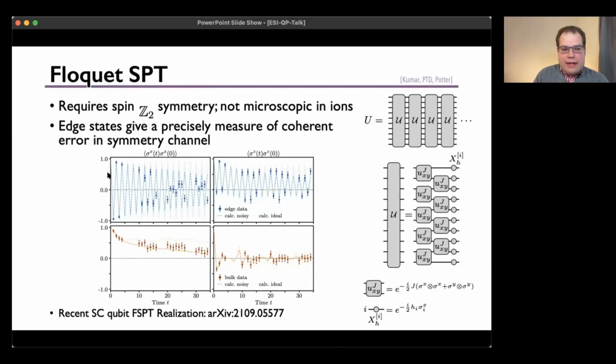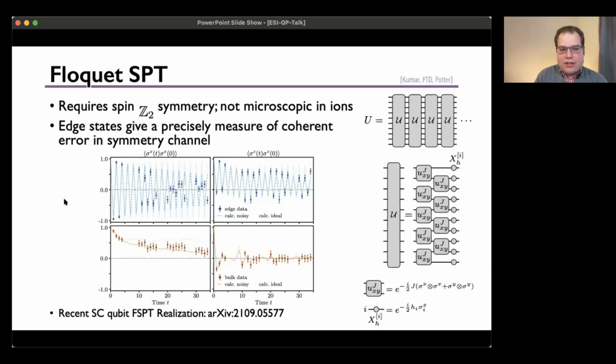So if we look at the data here, then the bulk data, which is again the orange one, has slowly decaying MBL because of the disorder. And the decay of those MBL l-bits very nicely matches the one-particle and two-particle incoherent error that the experimentalists have characterized this device with. And so both the X and the Z direction really match that quite nicely.